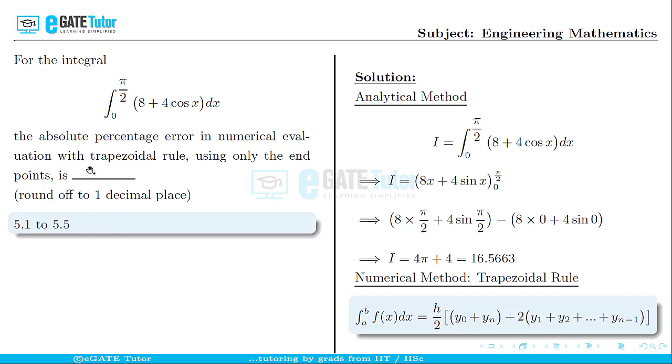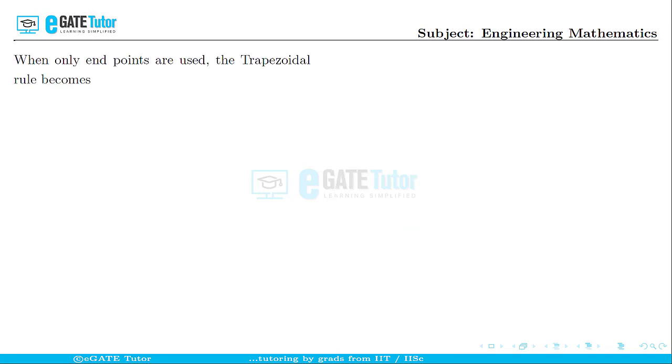When you look at the question clearly, we are asked to find out the numerical evaluation for this particular integral using trapezoidal rule only at the endpoints. That is, we need to calculate the numerical method for this particular integral only at 0 and pi by 2. That means that the number of intervals become 1. So, the trapezoidal rule changes as integral a to b f of x is equal to h by 2 into y0 plus yn.